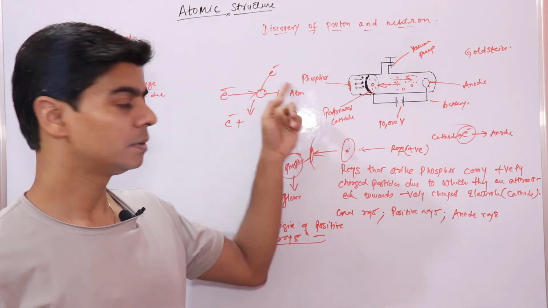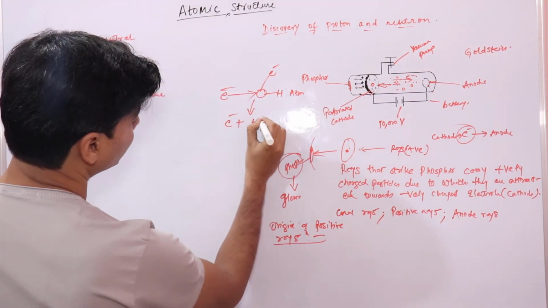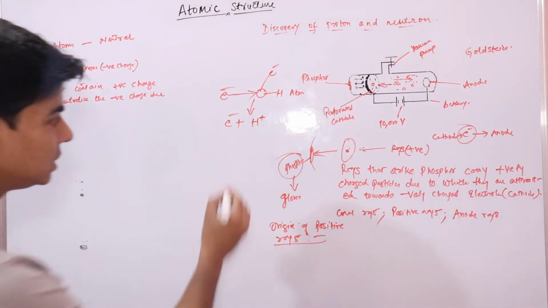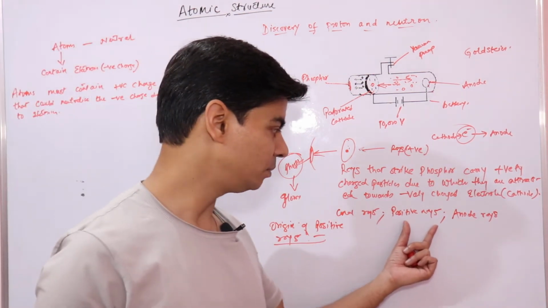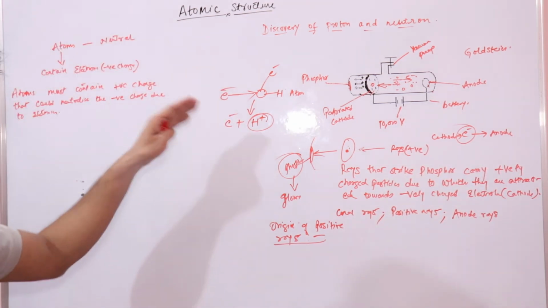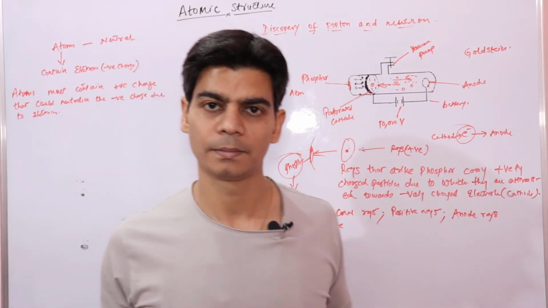Now the hydrogen atom is short of electrons, so it will form positively charged hydrogen ions, right? It is these positively charged hydrogen ions that form these positive rays, anode rays or canal rays. So these positive rays are produced between anode and cathode, right?